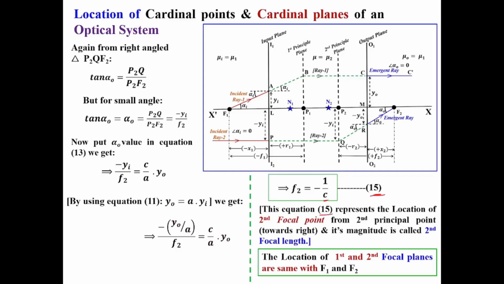So equation number 15 represents the location of the second focal point from the second principal point. So this is your second principal point. From the second principal point towards right, we found the second focal point, and its magnitude, if I consider its magnitude, is called your second focal length or simply focal length.